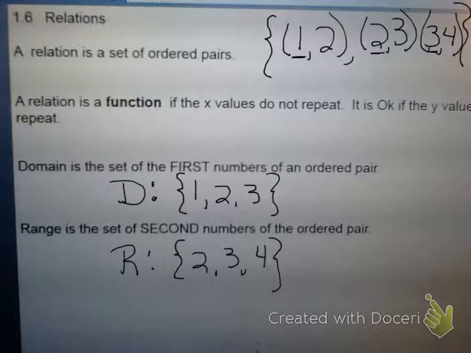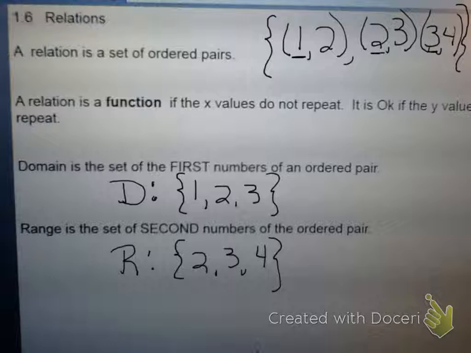Section 1.6 is relations. A relation is a set of ordered pairs. Here is an example of a relation: the ordered pairs (1, 2), (2, 3), (3, 4). That is a relation. A relation is a function if the x values do not repeat. It is okay if the y values repeat, you just cannot have the x values repeat.